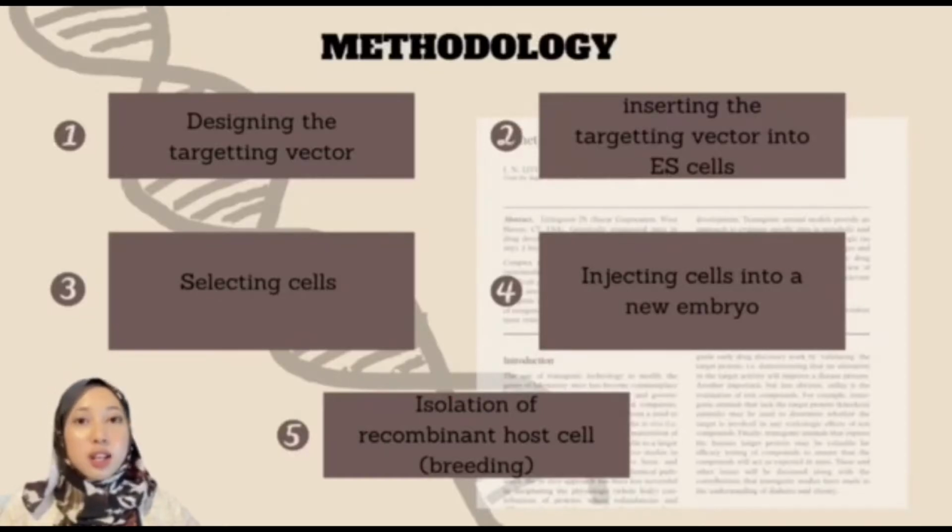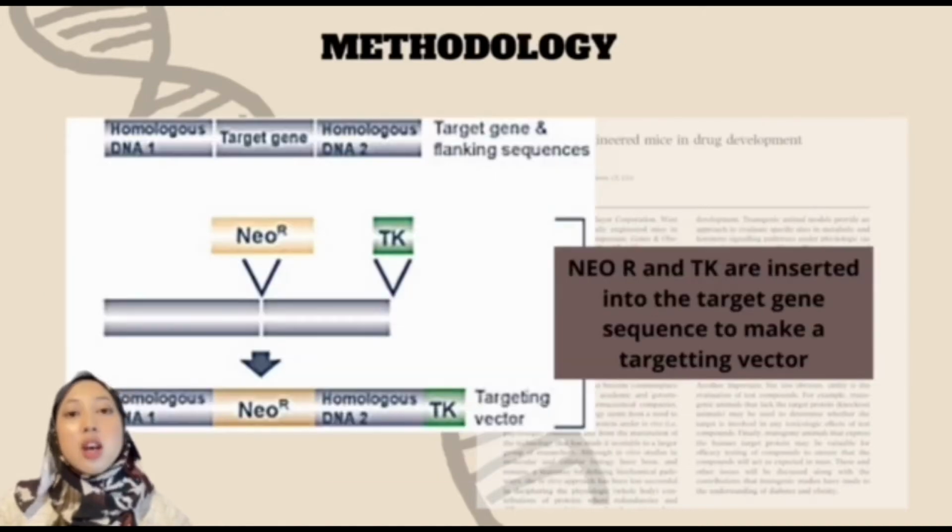Thank you, Liyana. So next, I will explain about the methodology used in this experiment. There are 5 steps involved. The first one is designing the targeting vector. Second is inserting the targeting vector into the embryonic stem cell. Third is selecting cells. Fourth is injecting cells into the new embryo, and lastly is to isolate and breed the recombinant host cells. The first step requires designing the targeting vector.